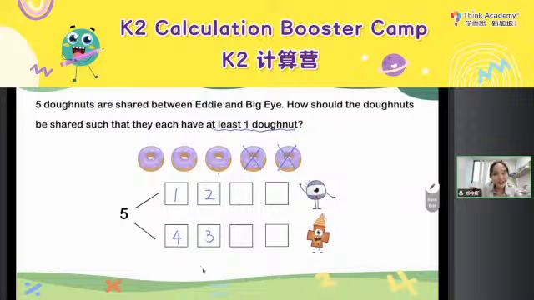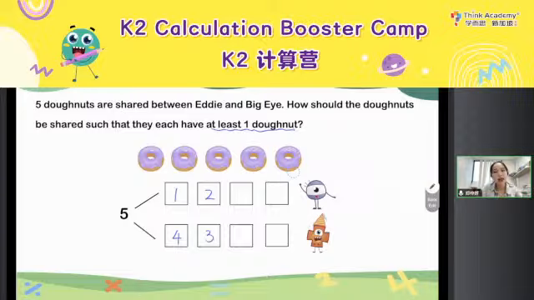So still Addie is happy, right? Addie still gets more donuts than Big Eye. But then still, Big Eye is unhappy because Big Eye wants more. Can I give Big Eye more donuts? Yes, we can.